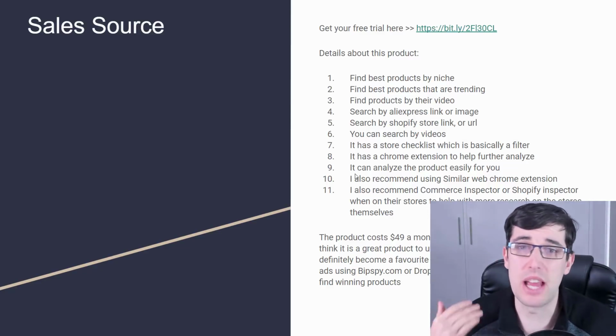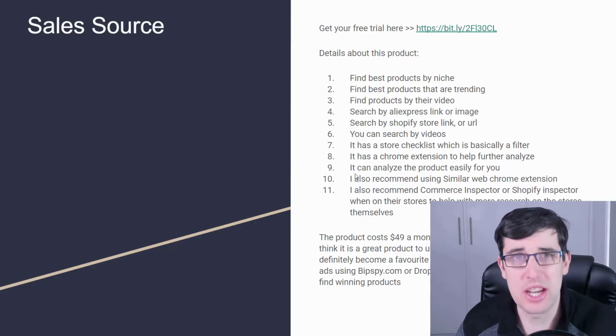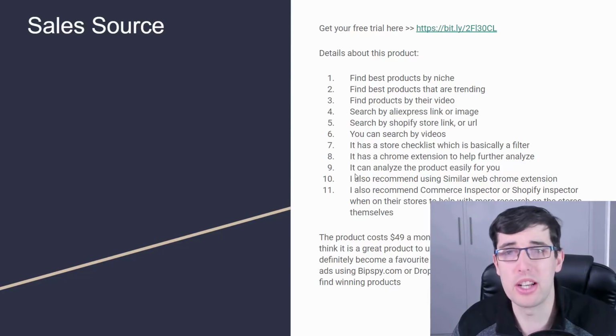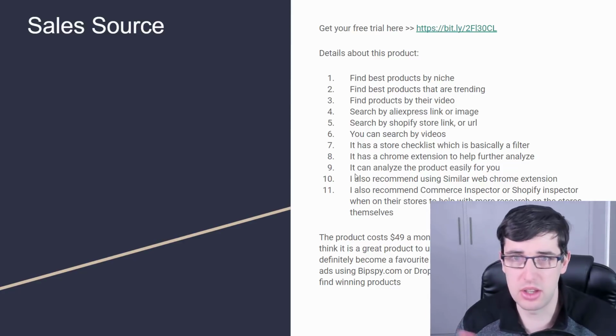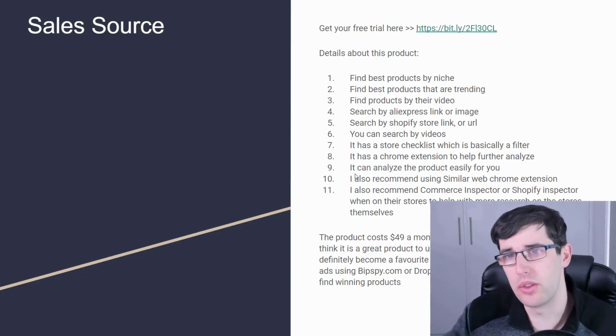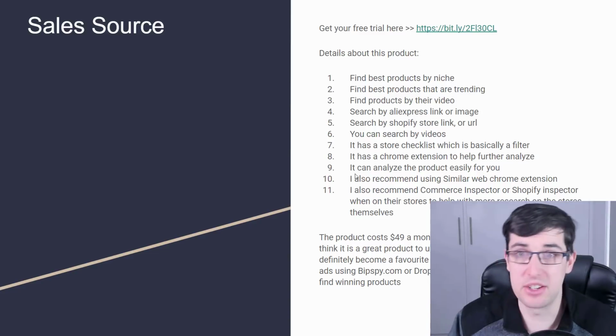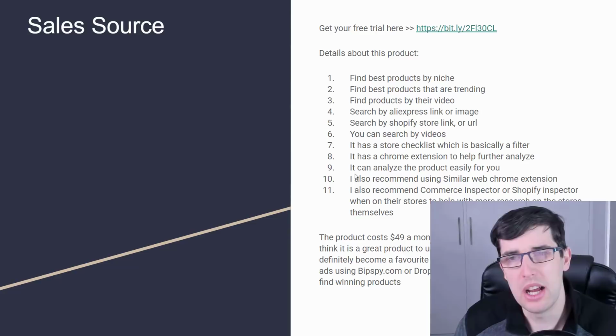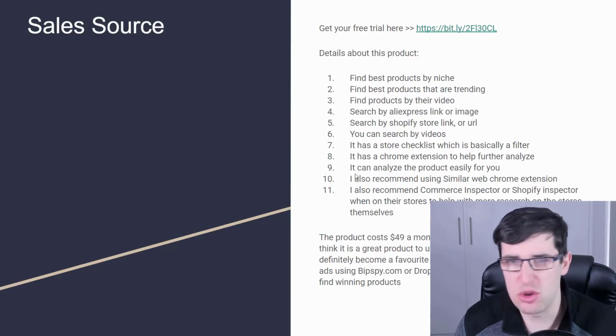Even their video, which is absolutely awesome. You can search again by AliExpress link or images. You can search by the Shopify store link or the actual store link or the whole URL. You can, again, search by videos. It has a store checklist, which is actually just really cool. It's like a filter option. I haven't used that enough.